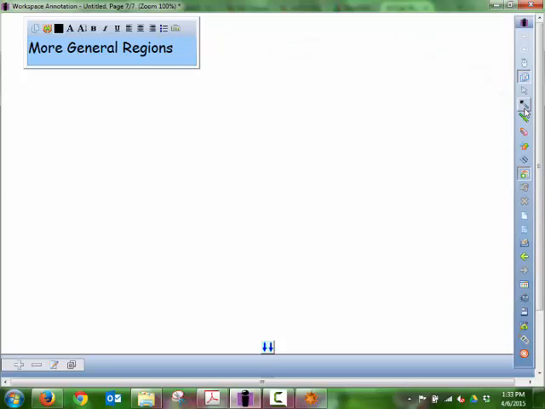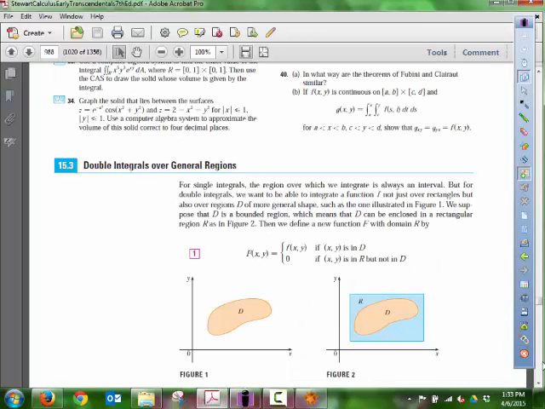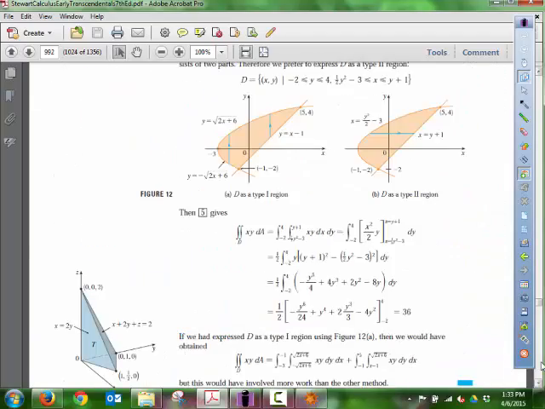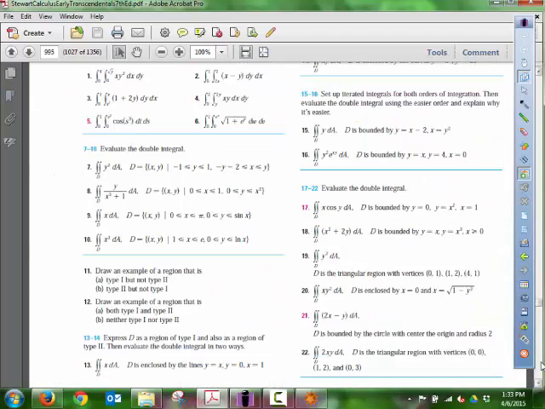All right, let's take a look at the more general regions, and let's make up a problem. Boy, that's dangerous. Let's not. Let's just look at the book. Between 7 and 10, there's no reds. Let's do number 8.